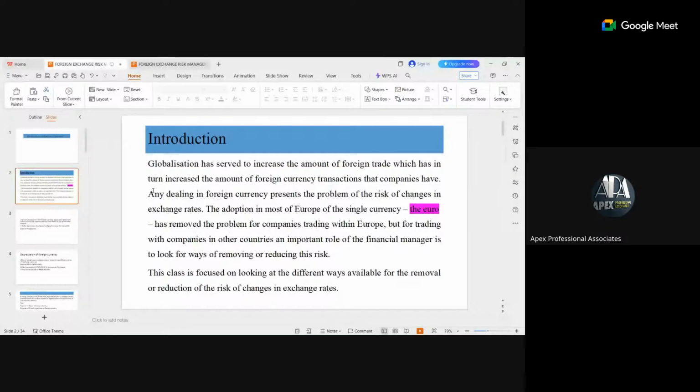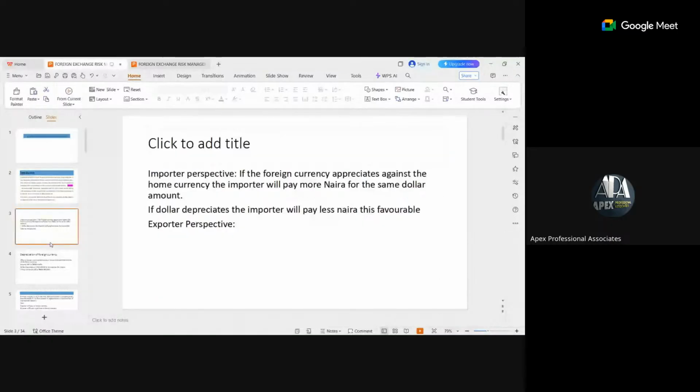But for trading with companies in other countries, an important role of the financial manager is to look for ways of removing or reducing the risk. So this class is focused on looking at different ways available for the removal or reduction of the risk of changes in exchange rate. So now we have various types of risk.